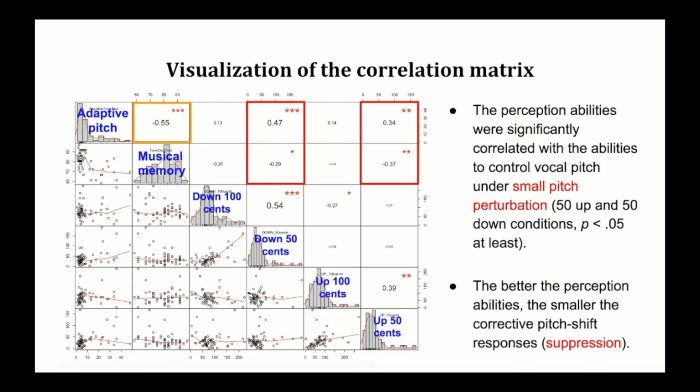The results of the Pearson correlation were depicted in Figure 6, with the stars indicating the level of significance. As you can see from the figure, particularly the two red rectangles, the perception abilities were significantly correlated with the abilities to control vocal pitch under small pitch perturbation. That means 50 down and 50 up. That suggests the better the perception abilities, the smaller the corrective pitch shift responses. So suppression was involved.